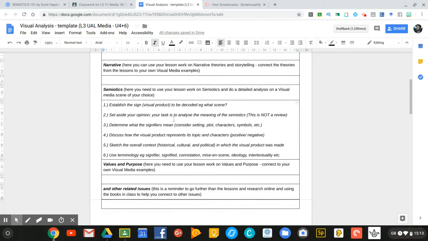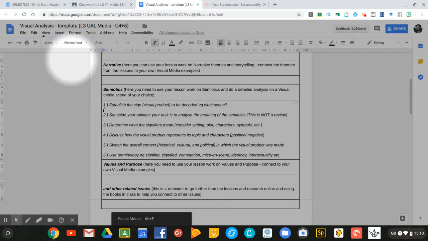But again, I will direct you to this here. Now this, on the visual analysis template, is a little guide, as it were, as to what you need to include. Now, use your lesson work on semiotics and do a detailed analysis on a visual media scene of your choice. Now, you've looked at different scenes in some of my lessons. I know Vicky's done some work on this with you as well. If you haven't done any visual analysis for adverts or for anything at all yet, then here's a template for you. Establish the sign to be decoded.